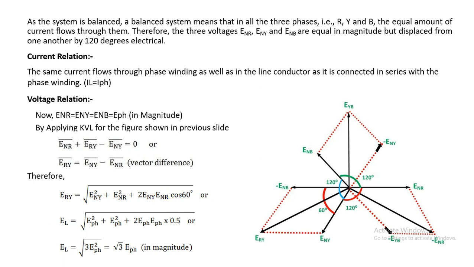Because one more minus is there for us from ENB, when we multiply that minus with the minus already present there, it will become plus, thereby it will become ENY square plus ENR square plus 2 ENY ENR cos 60 degrees. Why is it 60 degrees? The angle between these two is always 60 degrees. So this is the angle between ENY and minus ENR. When we calculate like this, we get line voltage equal to √3 times the phase voltage.